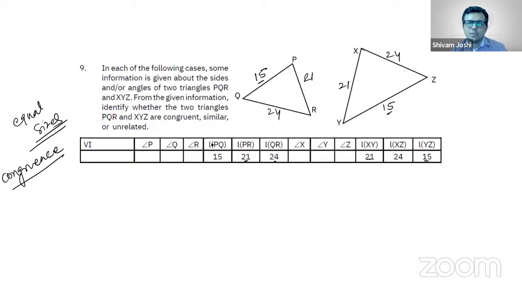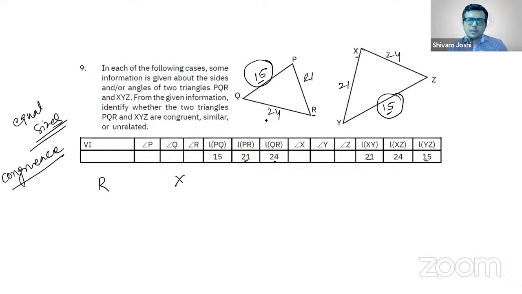How do we write the congruence here? Should we write any random order, PQR XYZ? No, please don't do that. You have to write your sides and your angles in a proper order. So we start with this 15 side. What is the angle opposite to that 15 side? R. So I should write R first. Same here. Start with this 15 side. What is the angle opposite to that?